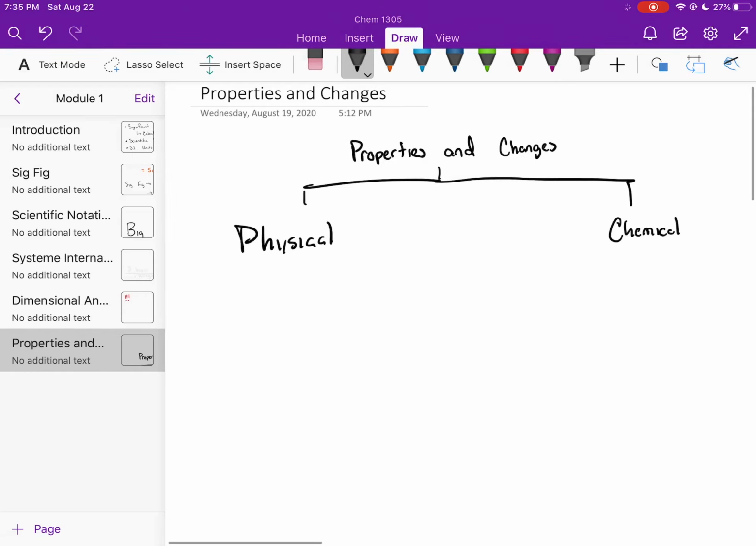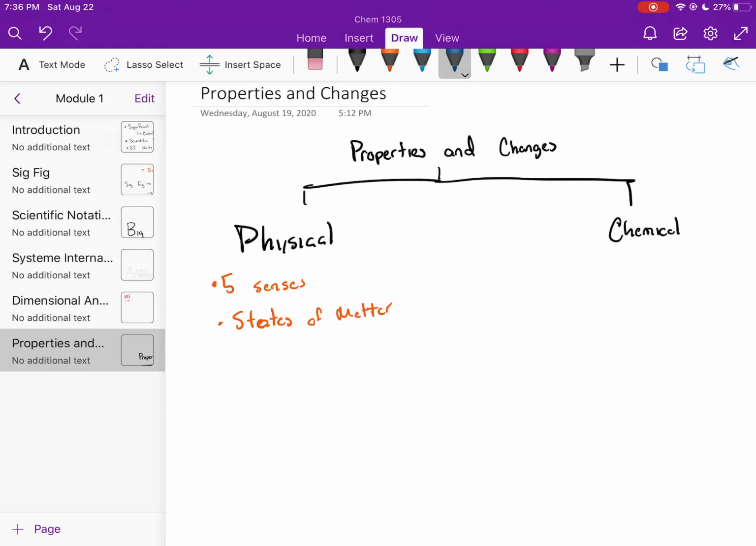So physical properties, a great way to remember it is you can use one of your five senses to see it, right? Is it shiny? Is it smooth? Is it bumpy? This and this and this, right? It also deals with the states of matter.